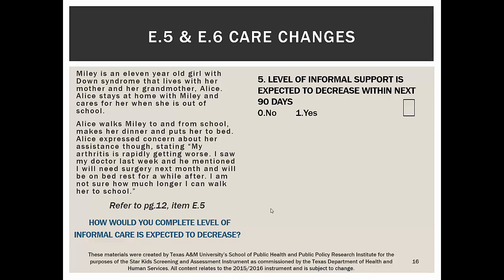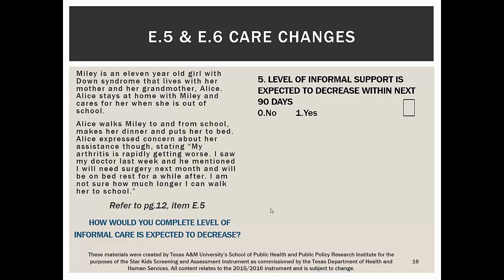Now let's take a look at Section E, 5, and 6, Care Changes. This section deals with caregivers and social supports. Let's take a look at this example. Miley is an 11-year-old girl with Down syndrome that lives with her mother and her grandmother, Alice. Alice stays home with Miley and cares for her when she's out of school. Alice walks Miley to and from school, makes her dinner, and puts her to bed.